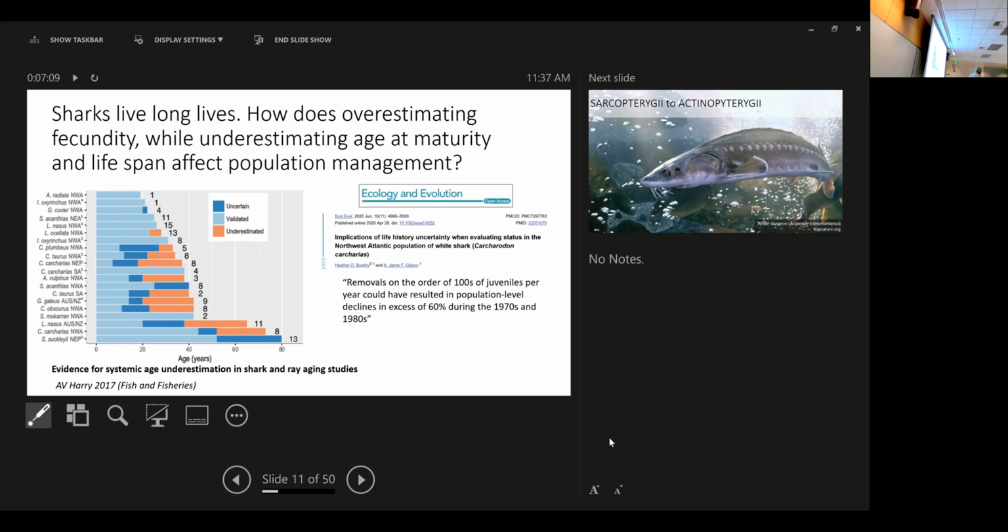And so as a result of this, we're closer and closer to understanding that white sharks and many other sharks are way overfished. And possibly for something like a white shark, it's probably not even possible to fish them sustainably at all. They talked about in the Atlantic removing hundreds of juveniles, not thousands, not tens of thousands, hundreds. That's not very many for an ocean. Hundreds of juveniles per year could have resulted in population level declines in excess of 60%. So sharks are a really tough fishery to manage, and that's why they're so endangered for many reasons.